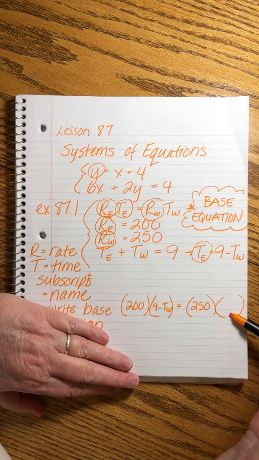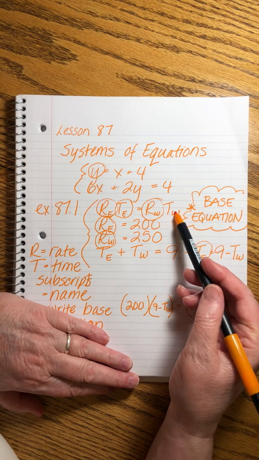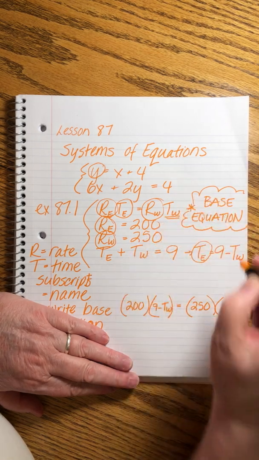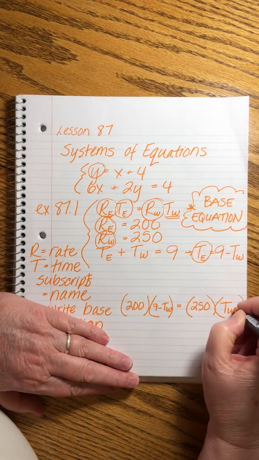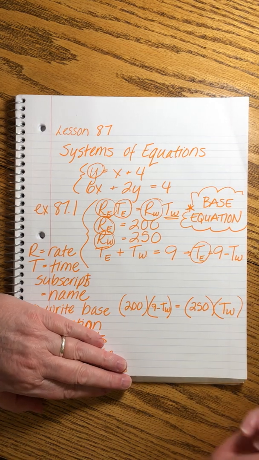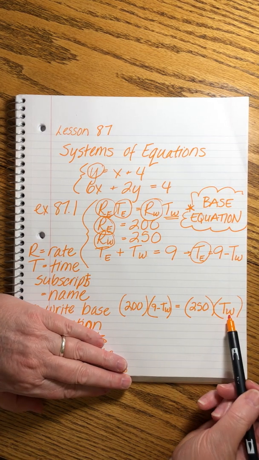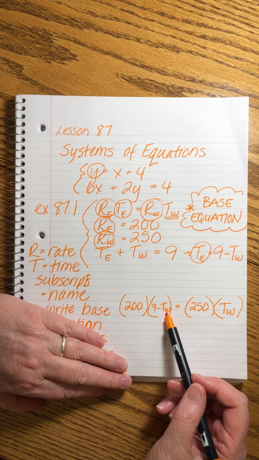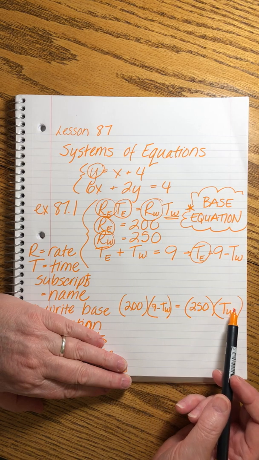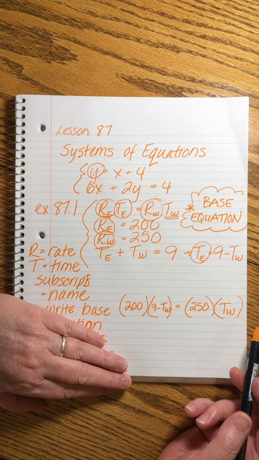And then this last one, we don't have anything to write in. So what we do is we just put in the variable that lives there. And when we do, we notice something cool. This is a T sub W. This is a T sub W. Oh, they match. That's really cool. That means we'll be able to solve it.